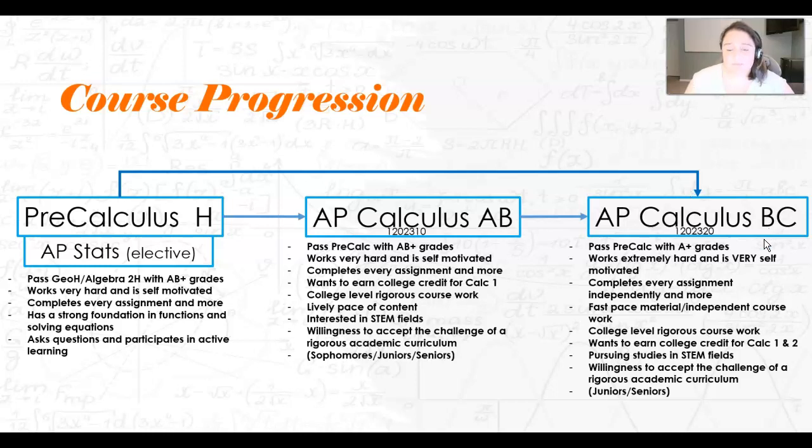BC is a much faster paced course. It is all of the AB curriculum plus 2 extra chapters. It's 30 to 40% more than AB. So we cover this all in the same school year, so it's much quicker. This is a college level rigorous course. It covers Calculus 1 and Calculus 2.